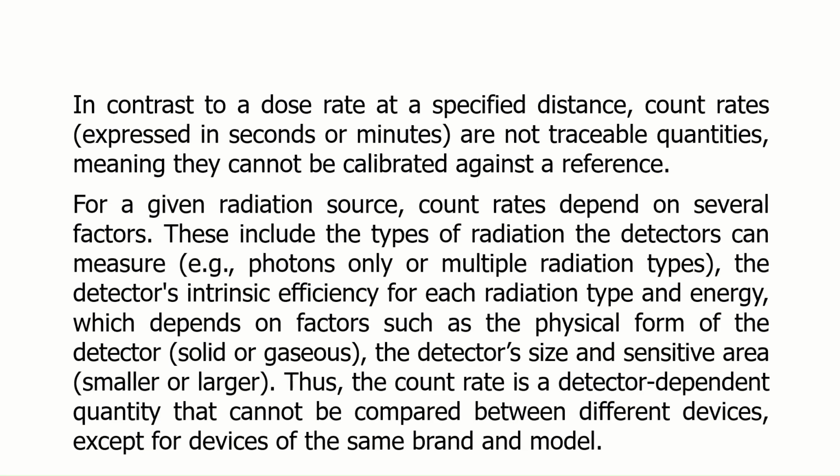For a given radiation source, count rates depend on several factors. These include the types of radiation the detectors can measure, for example, photons only or multiple radiation types, and the detector's intrinsic efficiency for each radiation type and energy, which depends on factors such as the physical form of the detector, solid or gaseous, and the detector's size and sensitive area, smaller or larger. Thus, the count rate is a detector-dependent quantity that cannot be compared between different devices, except for devices of the same brand and model.